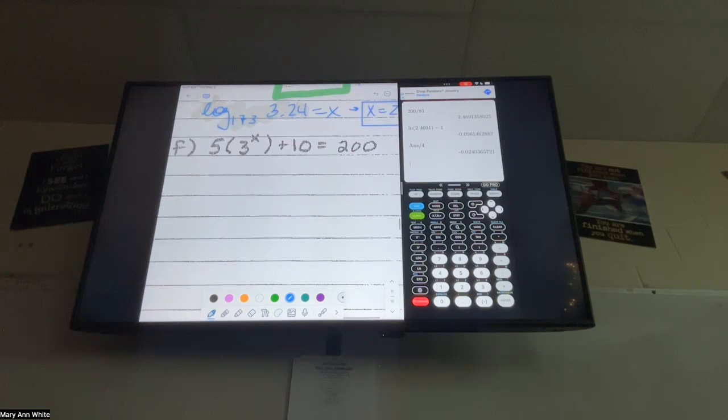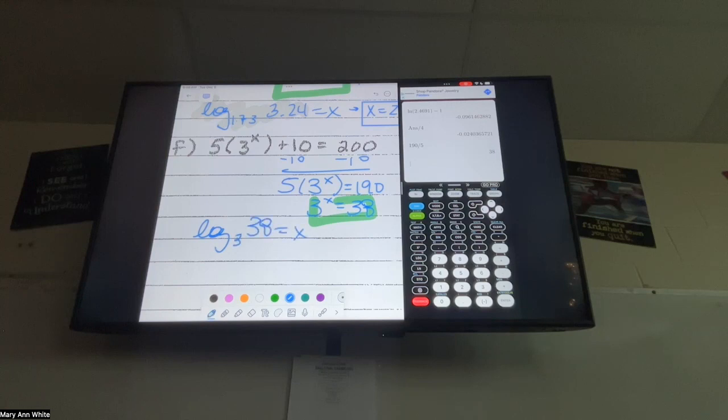All right, on this next one, I minus 10. 5 times 3 raised to the x equals 190, and then divide by 5. 3 raised to the x equals 38. Log roll. And that one, we don't have to do any solving once we log roll, just throw it in your calculator.